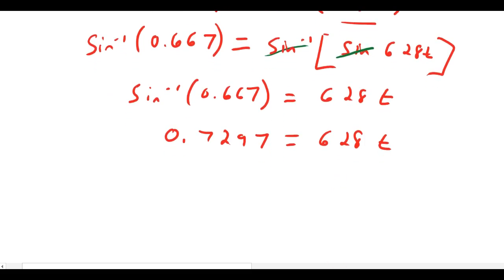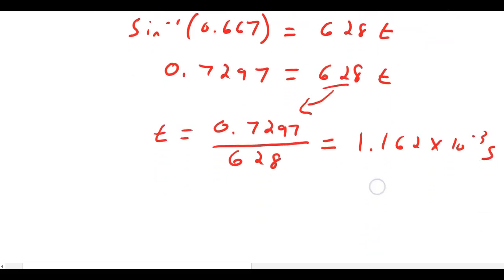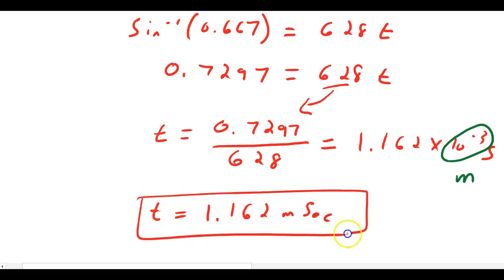Now, we take the 628 and put it in the denominator over there. So t is equal to 0.7297 divided by 628. When we do that, we get 1.162 times 10 to the negative 3, and the unit is seconds. Remember that the 10 to the negative 3 is milli, and so time is equal to 1.162 milliseconds at 50 volts for the first time in the first cycle.